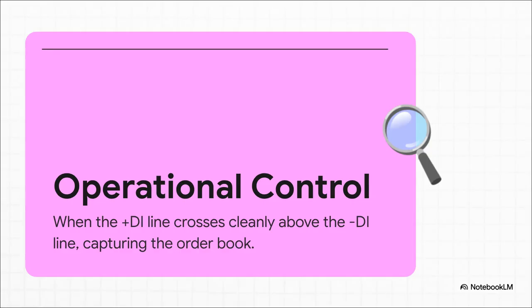And this dynamic directly brings us to operational control. You see, when that plus DI line crosses cleanly above the minus DI line, it's signaling a very exact mathematical event. What it means is the buyers have captured temporary operational control of the order book grid. They've officially seized the initiative.